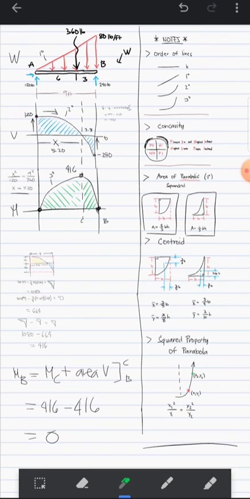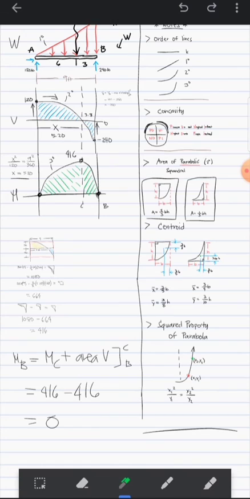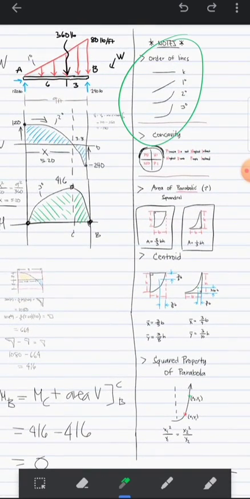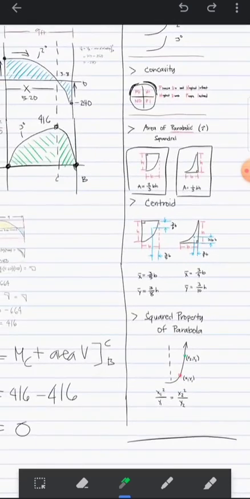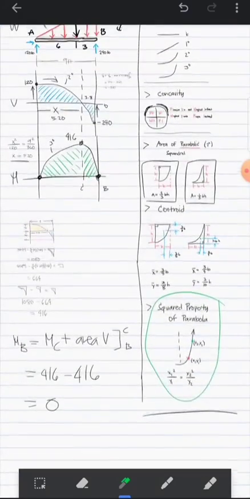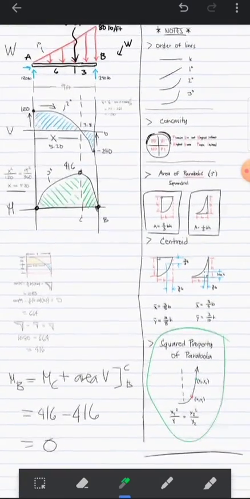So that's it. This is how you use the area method in problems or diagrams given like this one, triangular load. We just need to study order of lines, concavity, area of parabolic spandrel, and centroids if possible. And also the most important, the squared property of parabola. So once again, thank you so much for watching. Peace out.